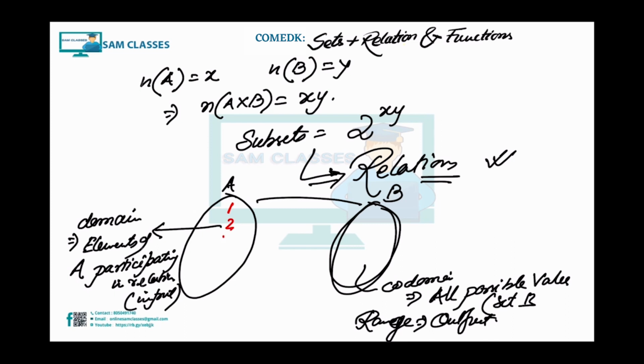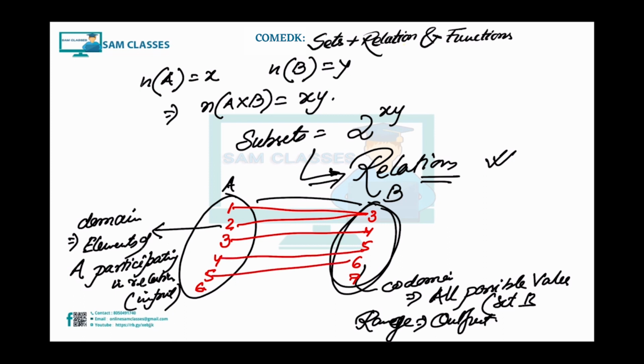So we'll take some example, 1, 2, 3, 4, 5 and 6. Here 3, 4, 5, 6, 7. So let's say this is matched to this, this is matched to this, and so on, and this also matched to this. So the domain will be all the elements of set A. The range will be the output we are getting, students. So 3, 4, 5, 6. That's it. Because 7 is not mapped.